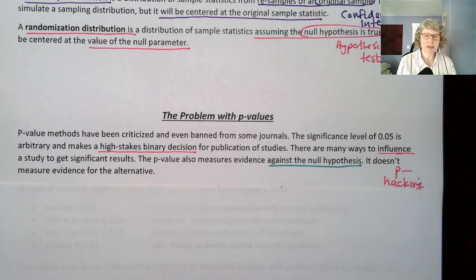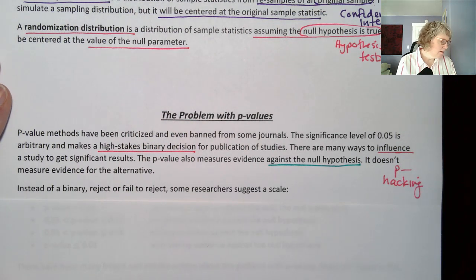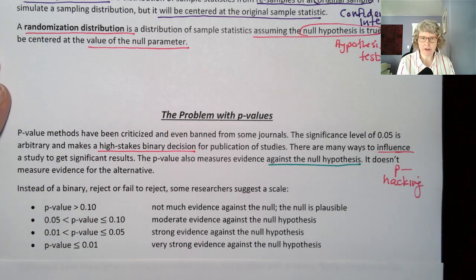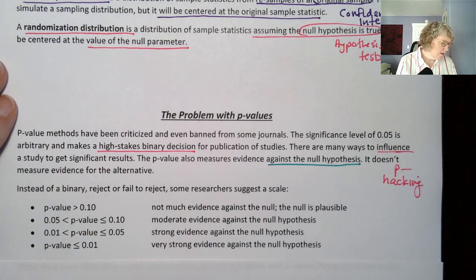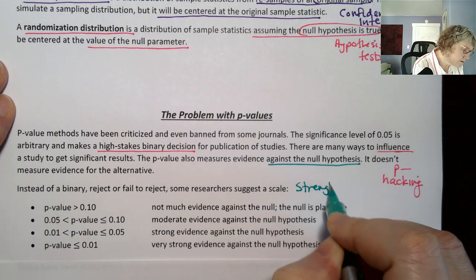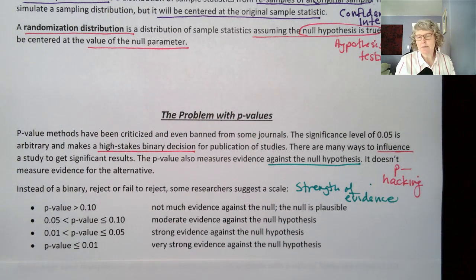Another issue is they're really misunderstood. So if you watch outside videos, be careful because they might be explaining it wrong. It's really common. One thing that people are suggesting is instead of a binary, why not have more of a scale? Instead of just reject or fail to reject, talk about the strength of the evidence. I'm trying to add this more into my conclusions as well. Is it weak evidence? Is it moderate evidence? Is it strong evidence? Is it very strong evidence?